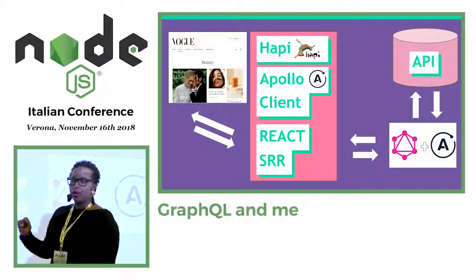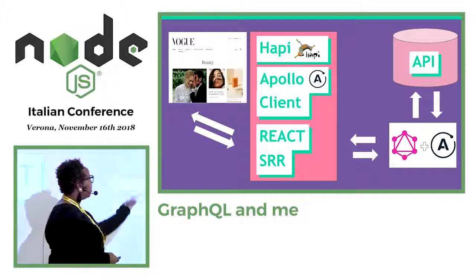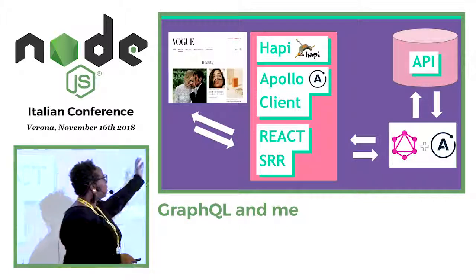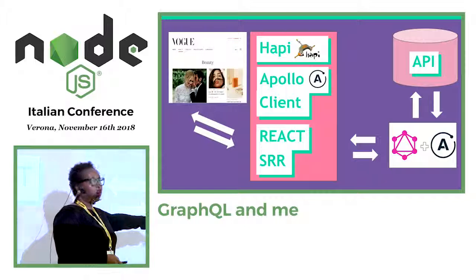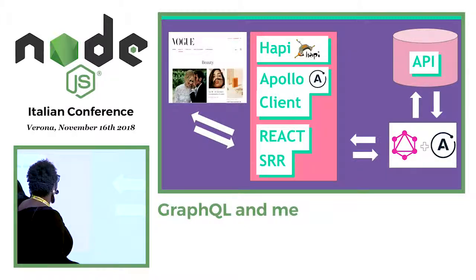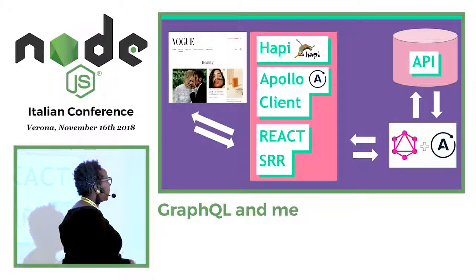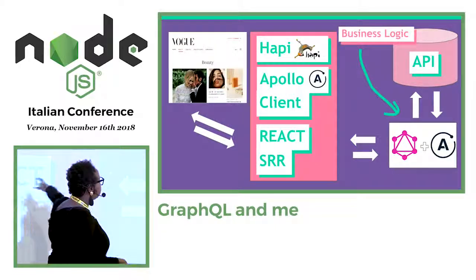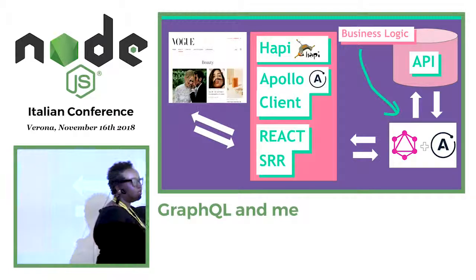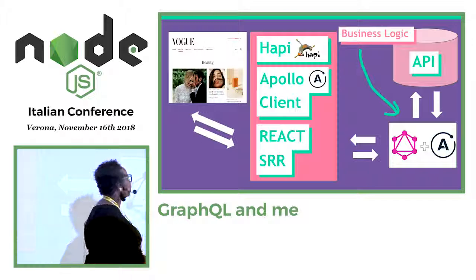Now, with GraphQL, we have this GraphQL layer that shields our application. So we use Apollo for creating our GraphQL schema, and we're still serving our application with Hapi, and we're making our queries using Apollo client, and we're still server-side rendering our application. Essentially, we've just moved our business logic here, right? So this GraphQL layer takes care of all the data fetching and transformation.